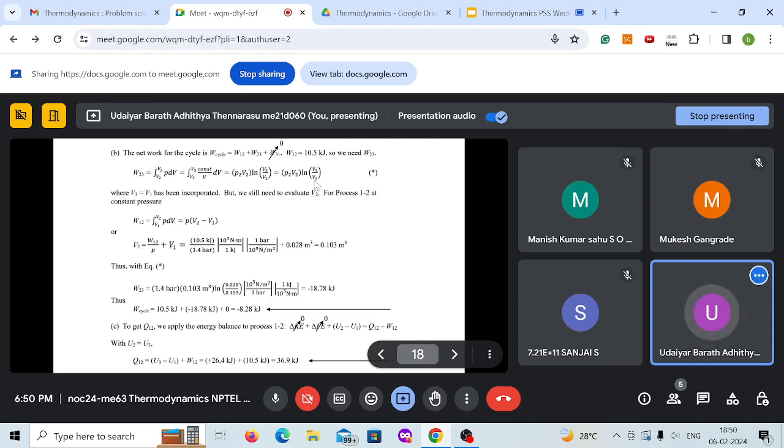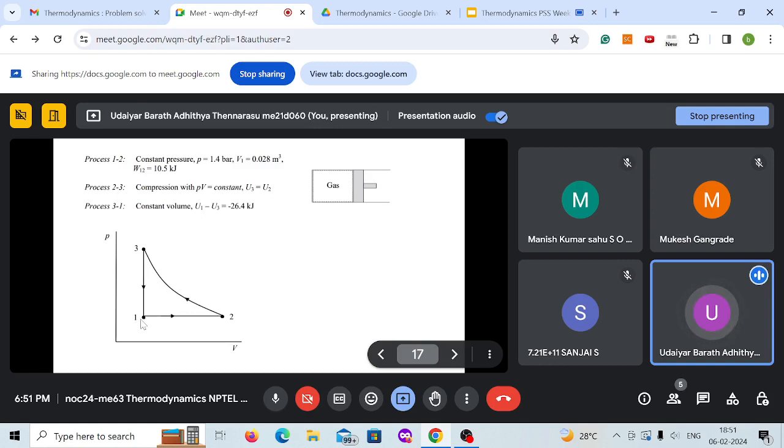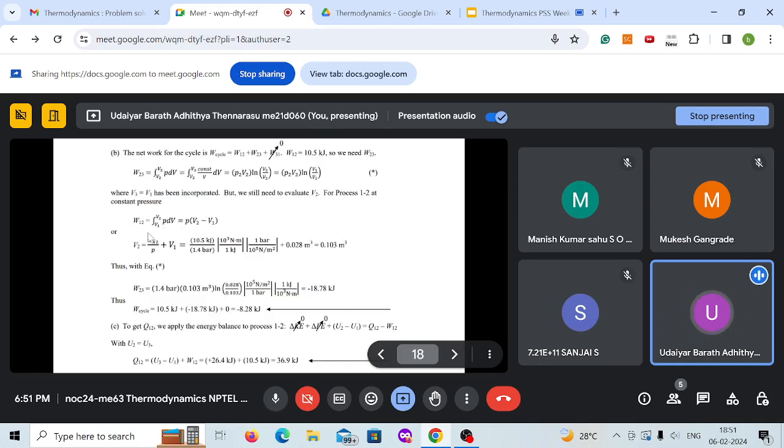So how can we find V2? For that, we know the work done in process 1-2. The work done will be equal to pressure into change in volume, and you know the pressure and the state 1 volume, so you can find the state 2 volume. Work done in 1-2 is nothing but pressure into V2 minus V1. We know pressure, we know V1, so we can find V2. V2 will come out to be 0.103 meter cube. We know work 1-2 is 10.5 kilojoules, and pressure is 1.4 bar. So substituting that, we can find V2.